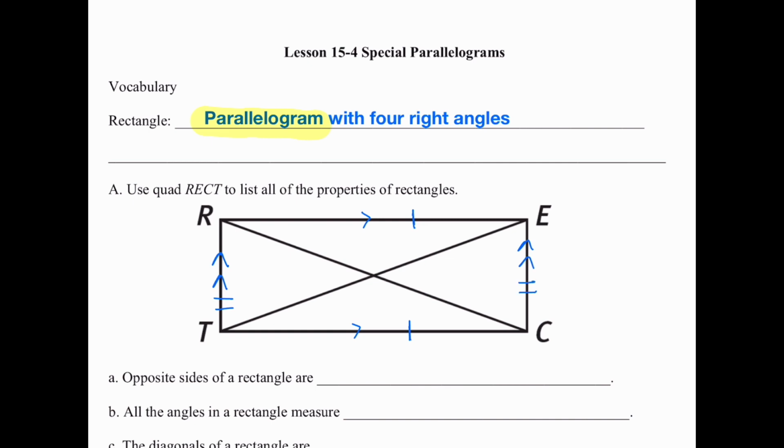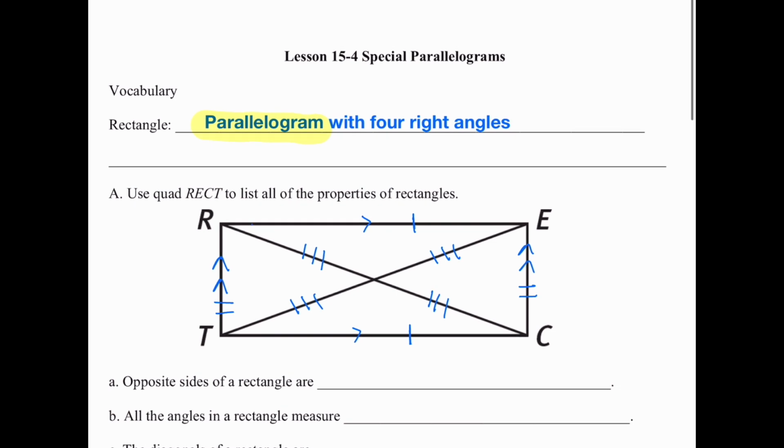We also know that for a parallelogram, the diagonals bisect each other. And in a rectangle, the diagonals not only bisect each other, but they're also congruent. So each of these individual parts are congruent. And we also know that for a rectangle, every angle is a right angle.